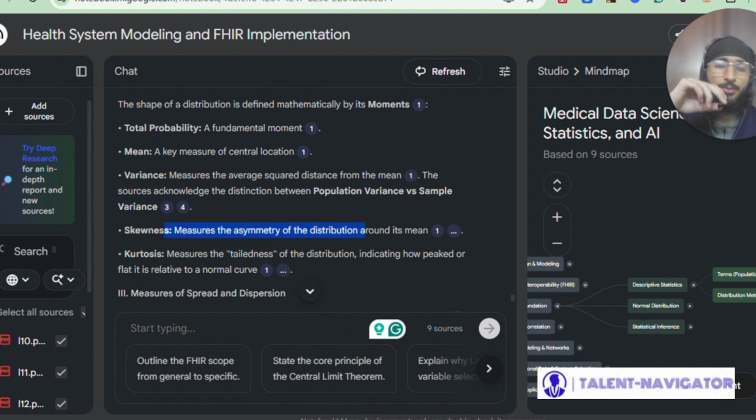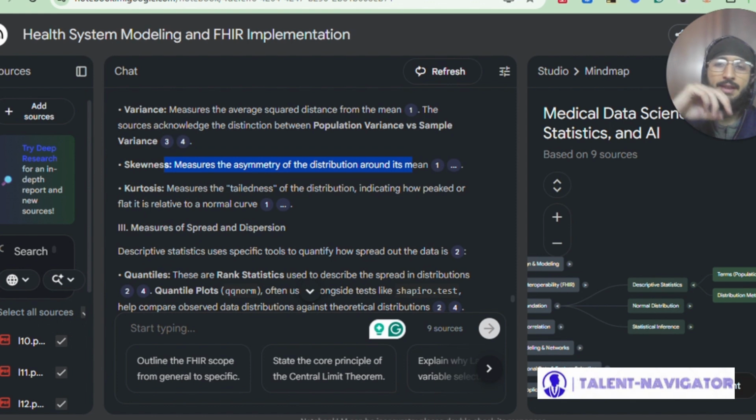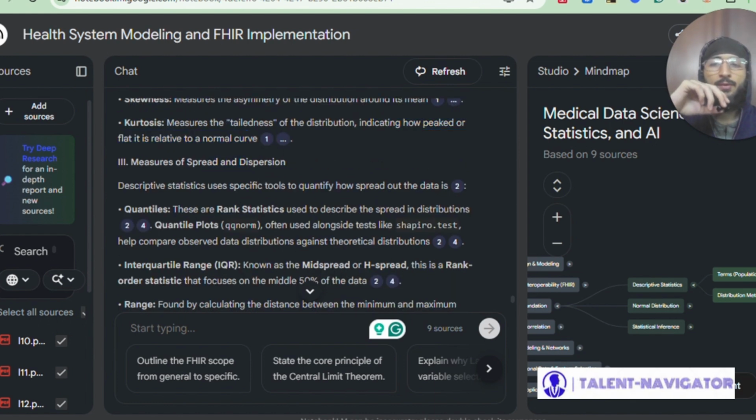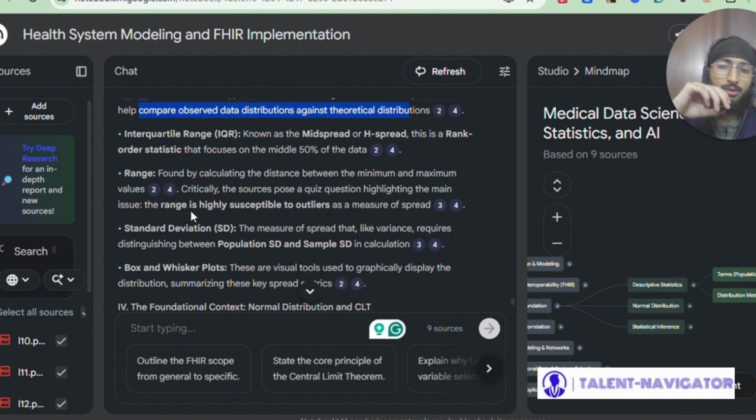Skewness measures the asymmetry of the distribution around its mean. Kurtosis measures the tailedness of the distribution, indicating how peaked or flat it is relative to a normal curve. And measures of spread and dispersion. So we have quantiles. These are rank statistics used to describe the spread in distributions. We have quantile plots plotted using qqnorm in R, often used alongside tests like the Shapiro test, which help compare observed data distributions against theoretical distributions. Then we have the interquartile range, that is IQR, known as the midspread. This is a rank-ordered statistic that focuses on the middle 50% of the data. Then we have range, found by calculating the distance between the minimum and maximum values.